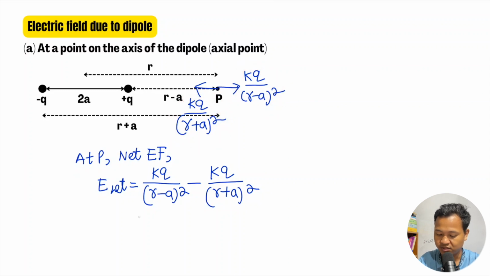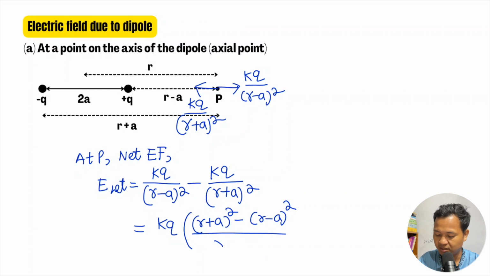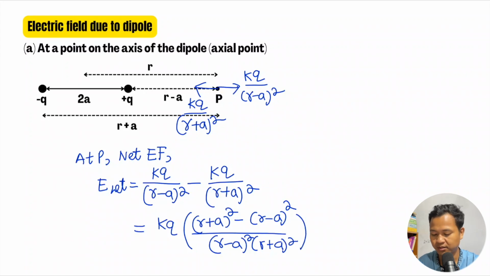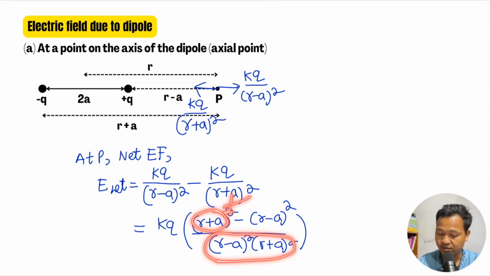Now let's solve it. KQ is common. Taking the LCM: R plus A the whole square minus R minus A the whole square, divided by R minus A whole square into R plus A the whole square. Okay, we know A plus B into A minus B is A square minus B square, so we apply that here, and apply the expansion of A plus B whole square.